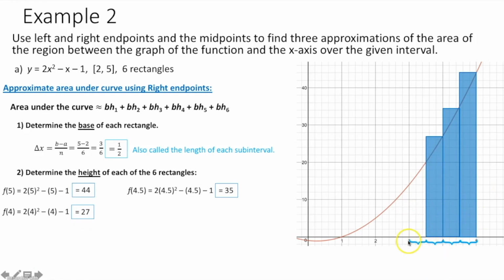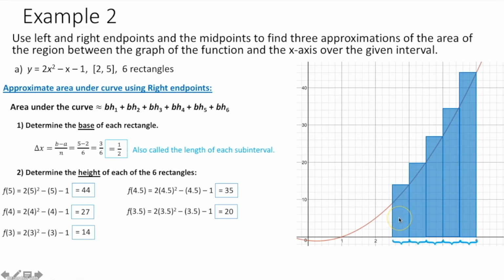For my fourth rectangle, I go from 3 to 3.5. I have to plug in 3.5 because it's the right endpoint on that subinterval. The height that goes with that is going to be 20 units. For my fifth subinterval, I go from 2.5 to 3. I have to plug in 3 because it's the right endpoint, and I end up getting a corresponding height of 14 units. Last but not least, from 2 to 2.5, I have to plug in the right endpoint, which is 2.5, and the corresponding height there is going to be 9 units.